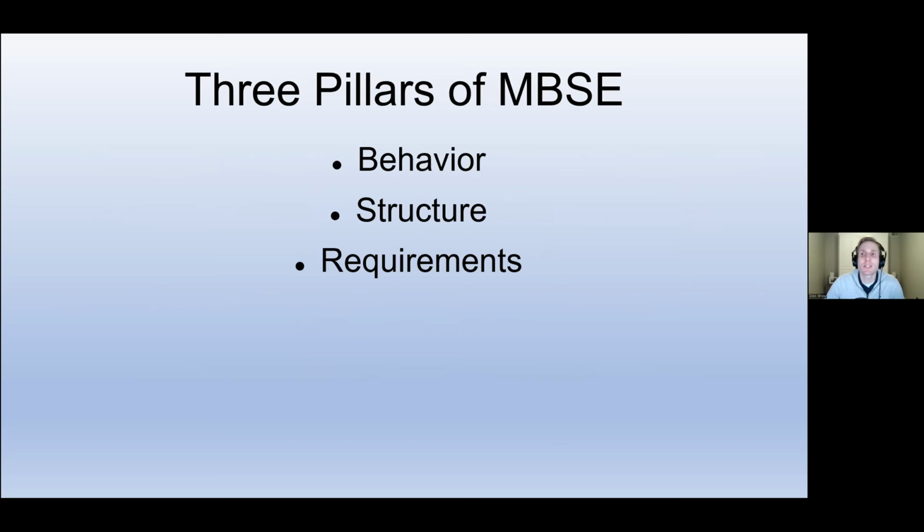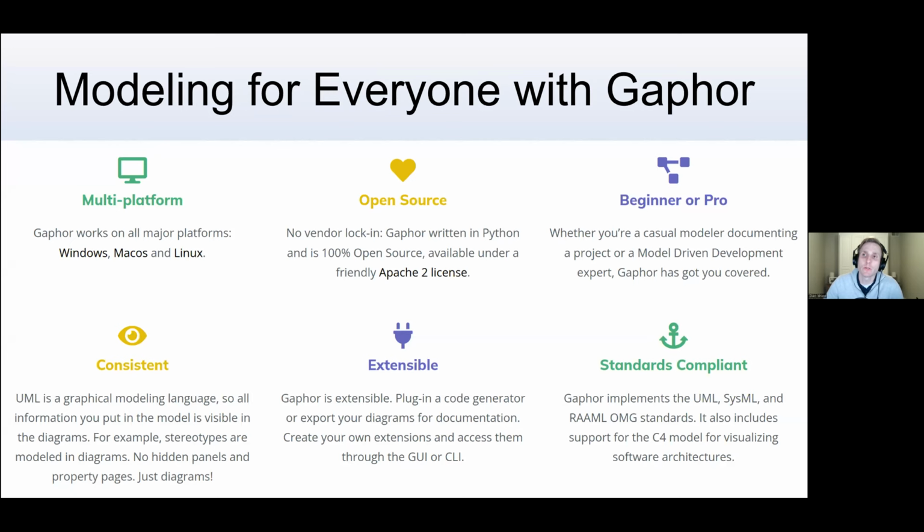SysML actually has four pillars, but I'm going to focus on three. Those three pillars are behavior, structure, and requirements. MBSE allows us to connect those three pillars: the behavior, or the function a system has; the structure, or how it takes shape, what its form is; and then the requirements, or constraints on the system. We can connect all three of those to really understand how a system must perform.